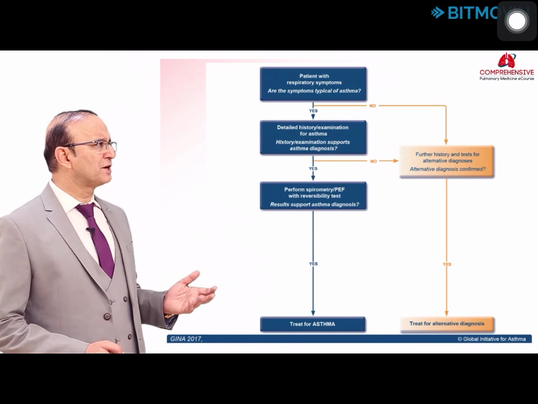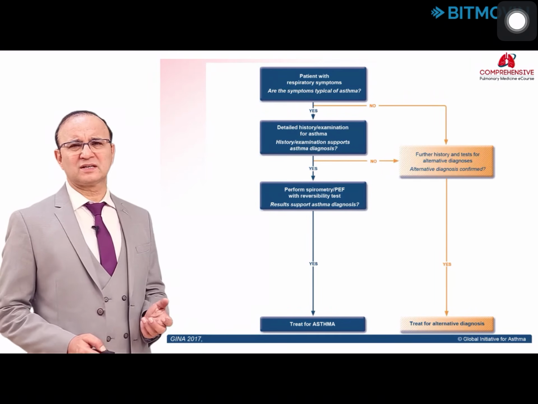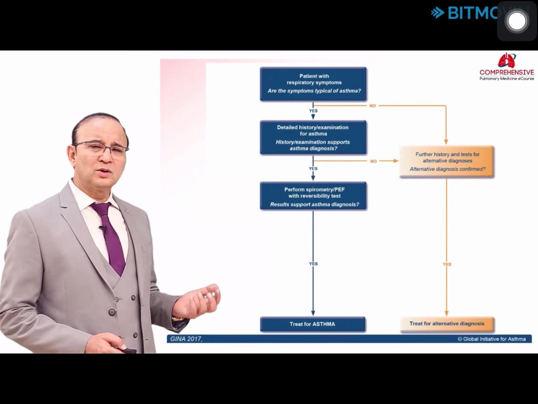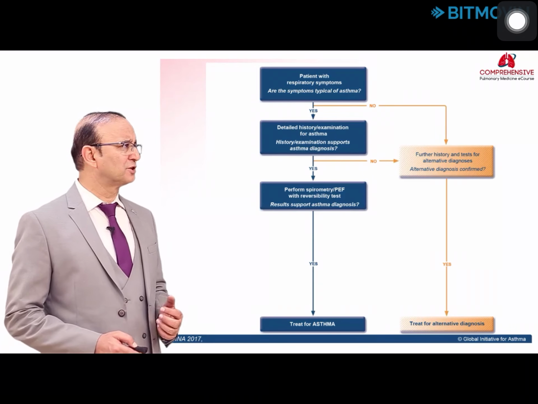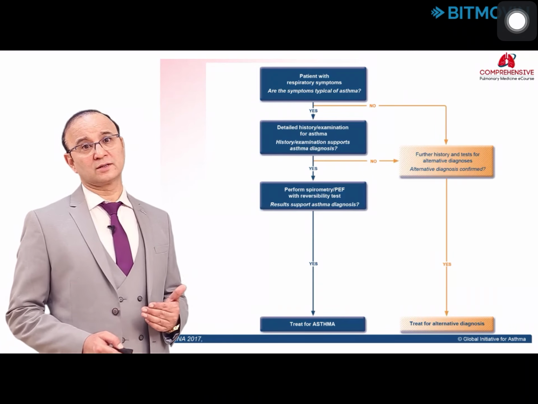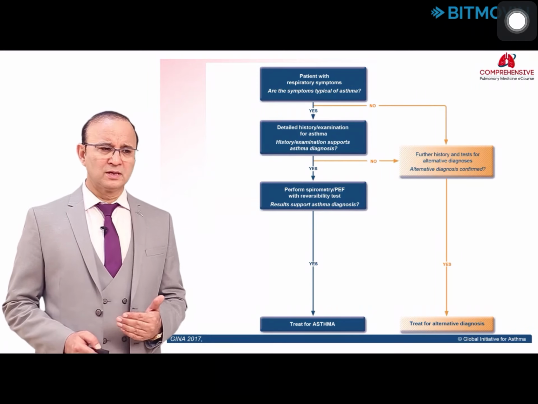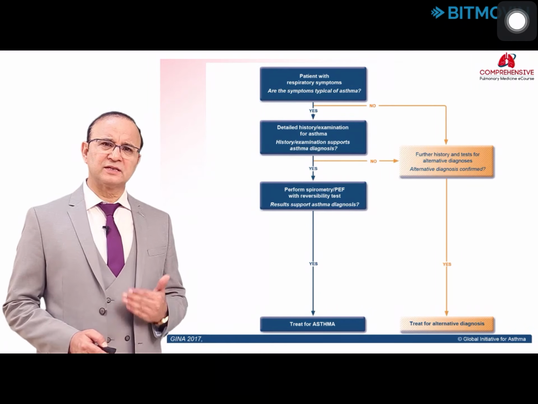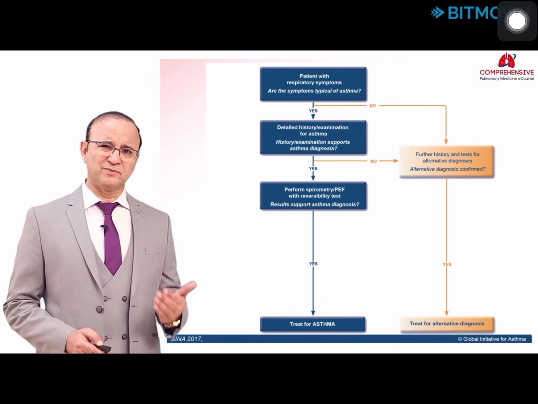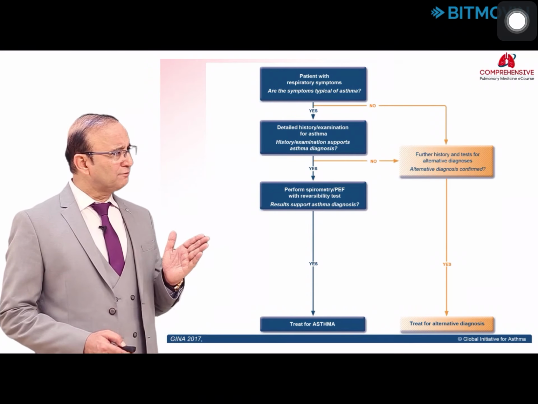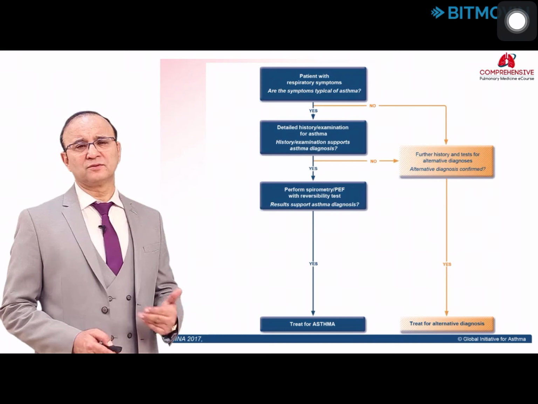Now there may be a patient who doesn't have classical symptoms, who doesn't have a finding on history and examination. You must think of an alternate diagnosis. You should not miss an alternate diagnosis. Many a time a patient is labeled with a certain diagnosis and just remains like that. So if you confirm an alternate diagnosis, you treat accordingly.